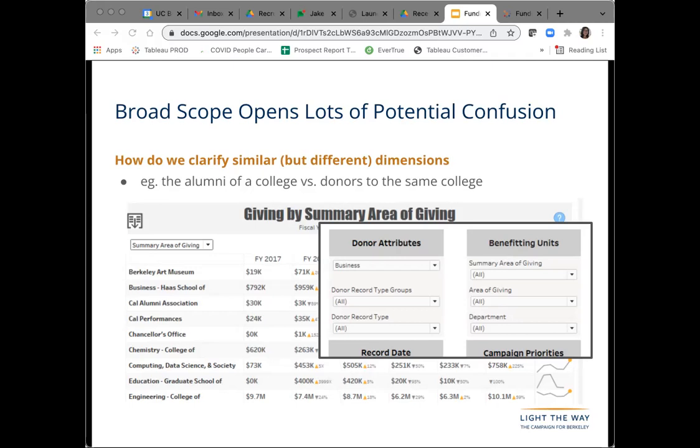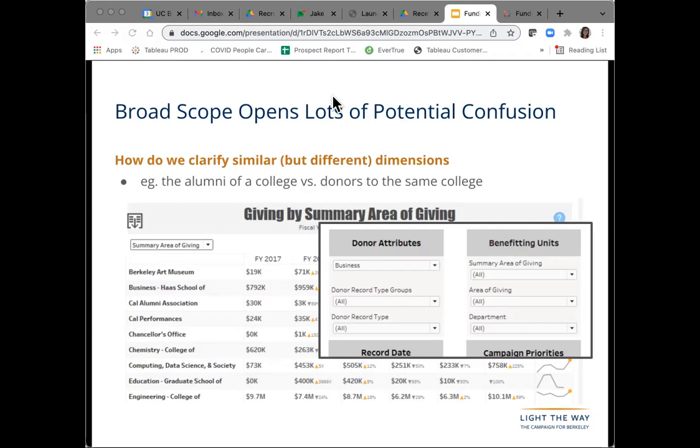So we really wrestled with how do we make this clear? And we really settled on, let's focus in on those filter headers. Let's make it clear what those filter headers are filtering on. And let's do the same thing with the titles here.